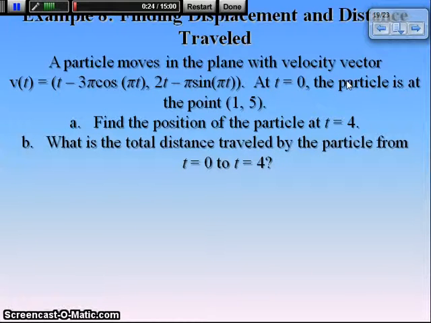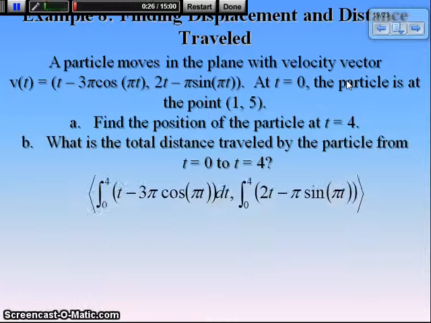So, quite a few things to do on this problem. We'll start with the position of the particle at t equals 4. Hopefully you remember the derivative of position is velocity, so going backwards, the integral of velocity is position, and that's why this displacement works out, because it's a change of position. So let's find the displacement of the particle at t equals 4, and then we'll add it to whatever the original is. So let's start out with the integral from 0 to 4.